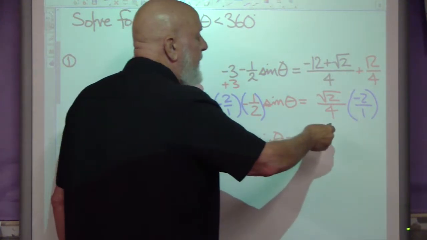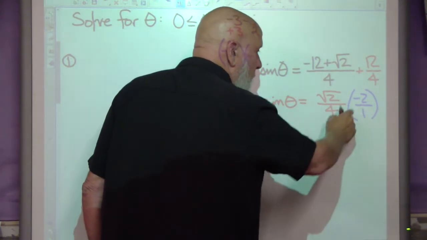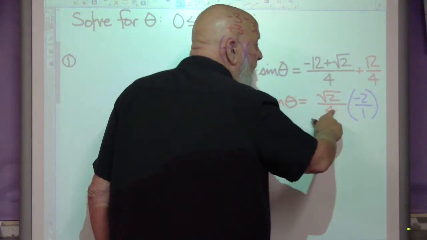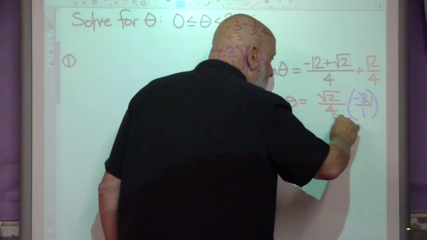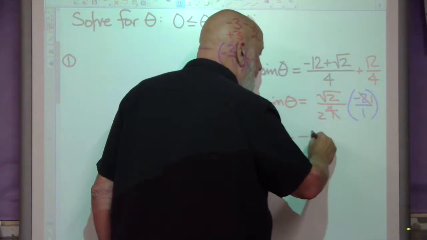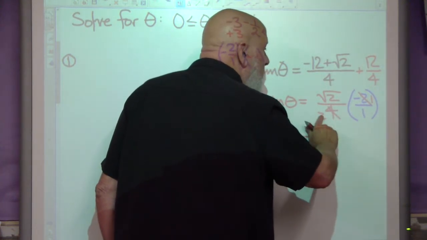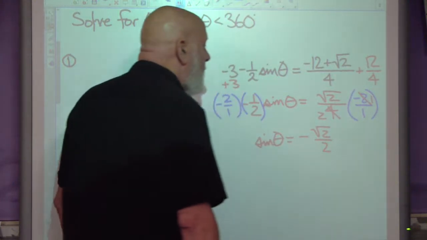Equals whatever this simplifies to. It's going to be negative because one of them is negative. 2 over 4 will reduce to 1 over 2. So that's a 1. That's a 2. That leaves me with 1 times radical 2 is radical 2. 2 times 1 is 2, radical 2 over 2.